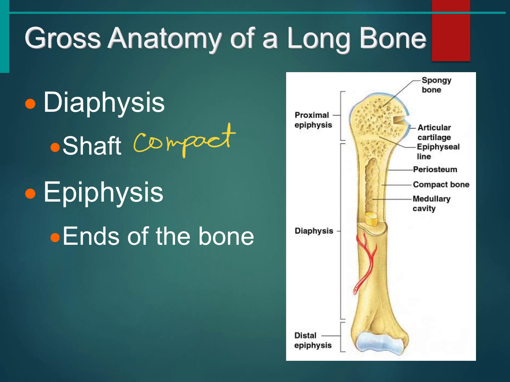And then at the two ends are what are called the epiphyses. And epiphyses are spongy bone, and that is where you're going to read about this on Friday, but that is where the bones grow from, that epiphyseal line. So they'll grow outward from that.